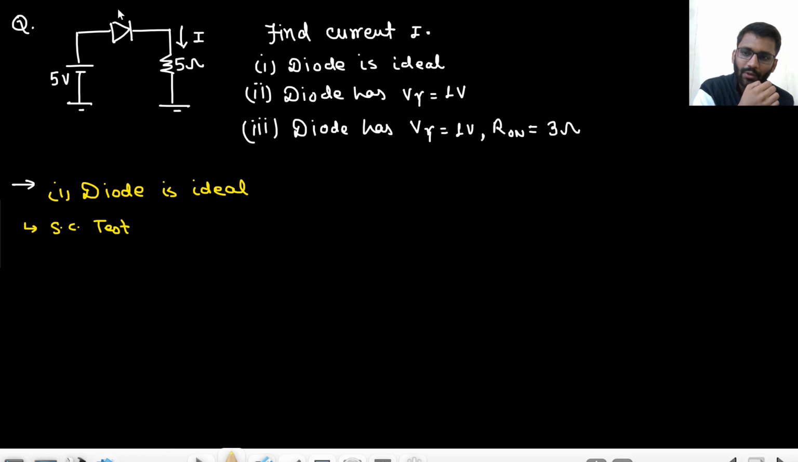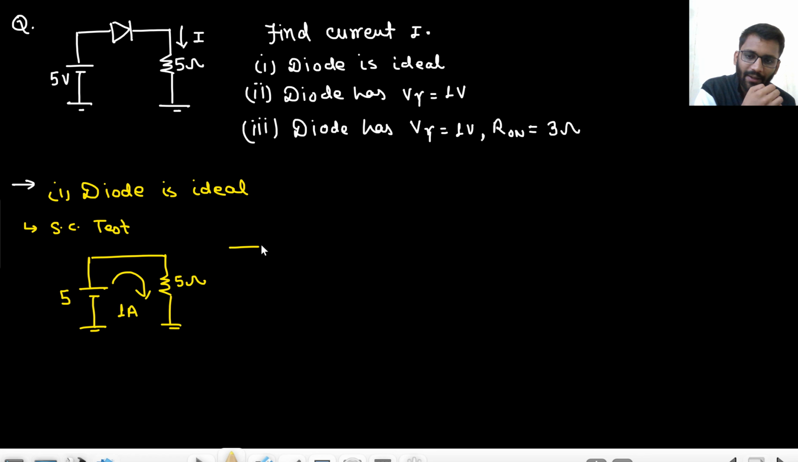You will replace the diode with a simple short circuit, because you are considering it to be on. This is 5, this is 5 ohm. That means there is 1 ampere current. That means in the diode, 1 ampere current is flowing like this, right? That means it is on. So what is the value of I here? It is on. That means the value of I is 1 ampere.